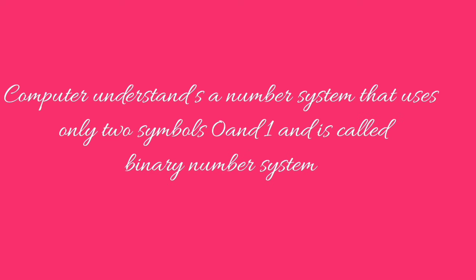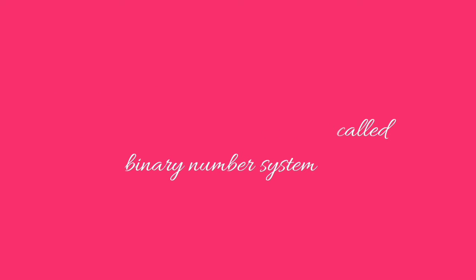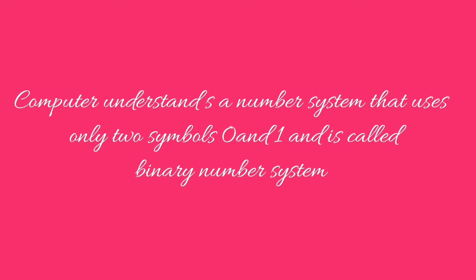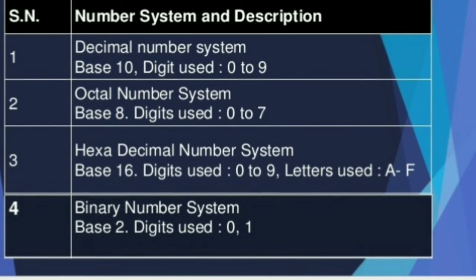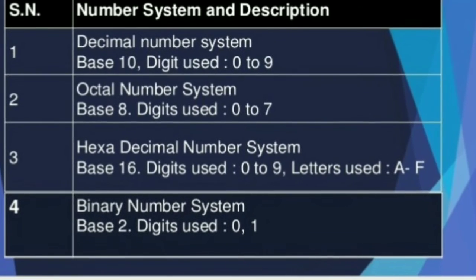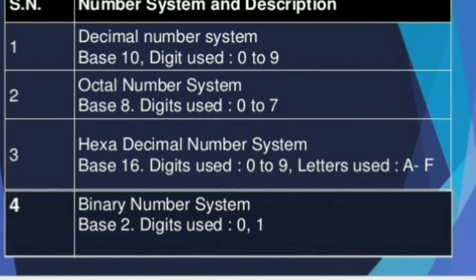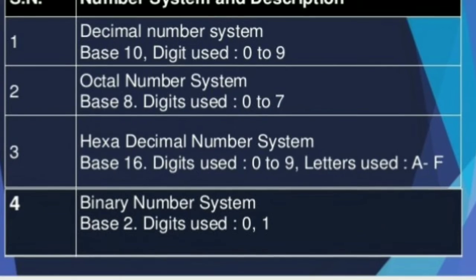Our computer does not understand decimal number system. It only understands binary number system. It understands a number system that uses only two symbols, 0 and 1, and is called binary number system. In this table, we will learn about number system and about their description.